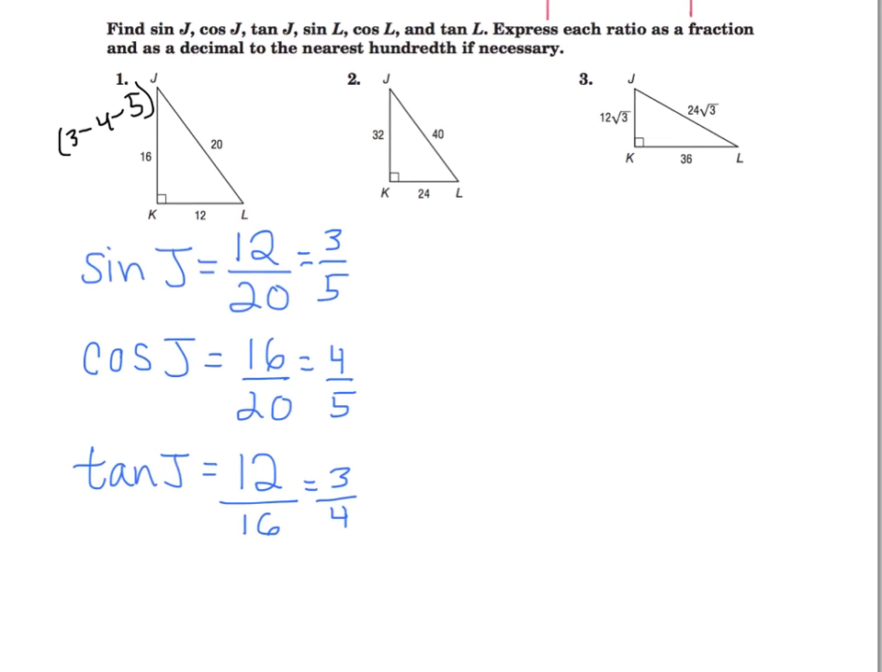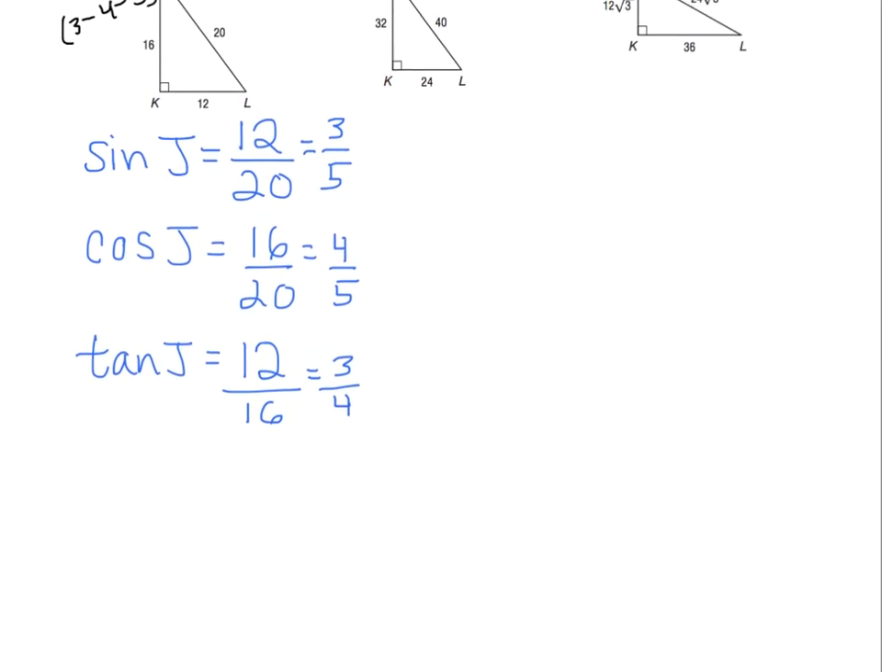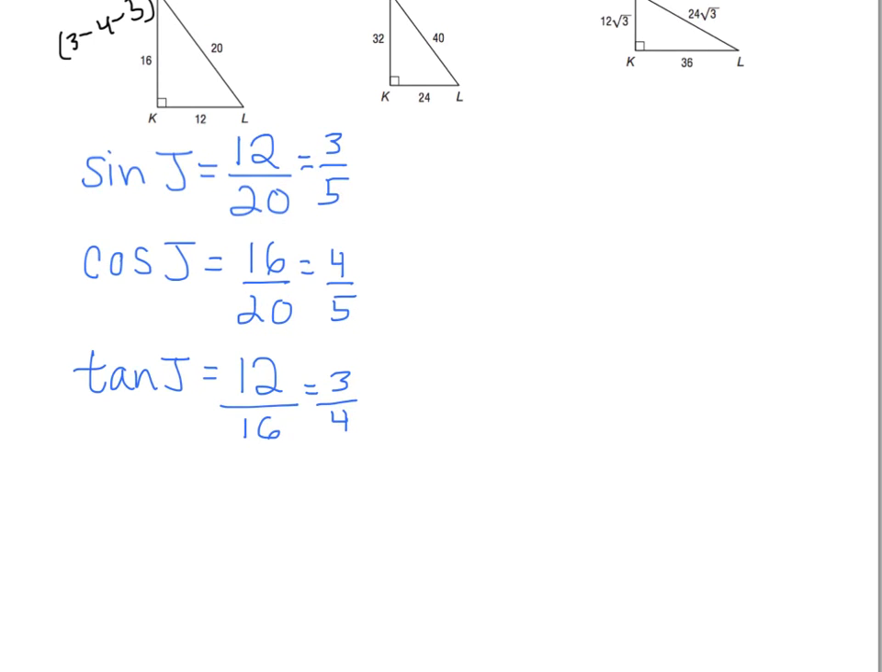Okay, I'm going to slide down here so we have a little bit more room as we're looking at the rest of this triangle. Then we want sine now of L, cosine of L, and tangent of L to finish this off in this problem. And so we're going to be sitting at this corner now of our right triangle.